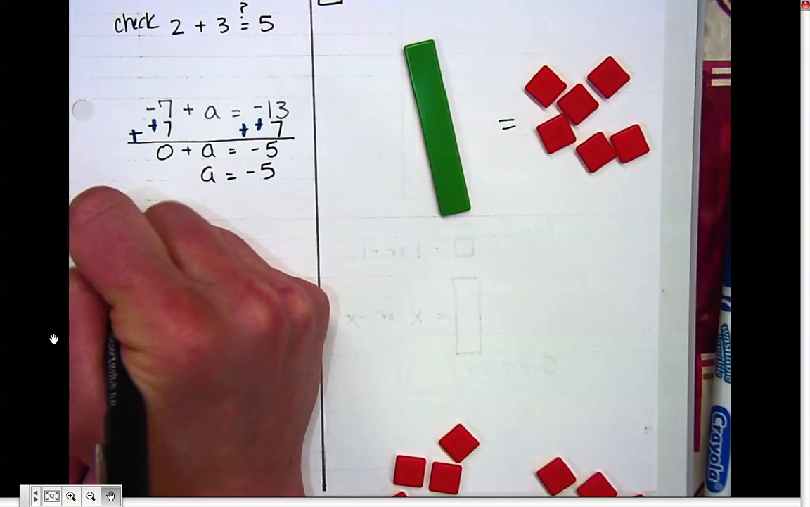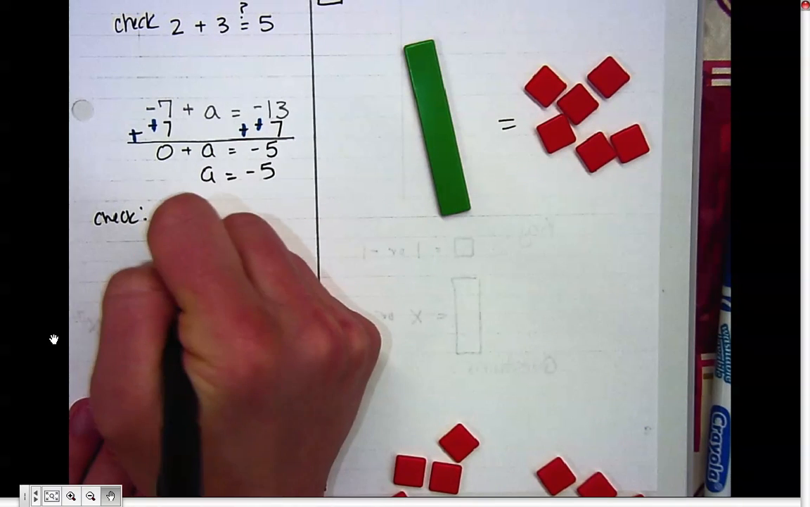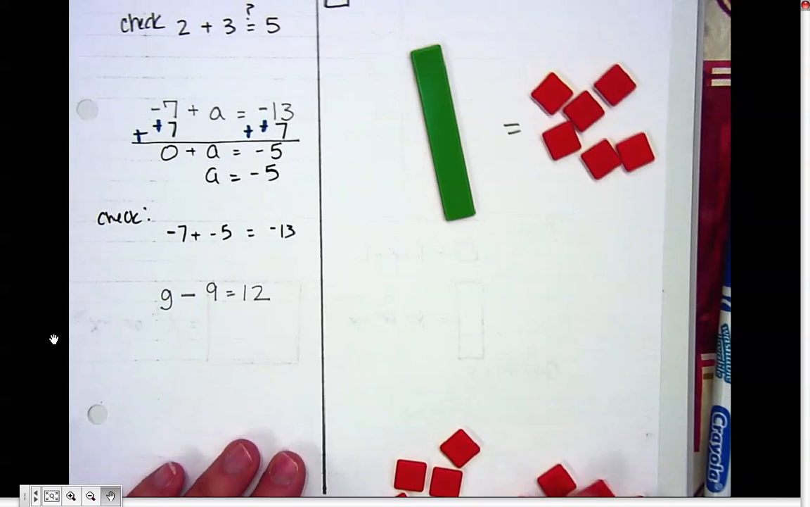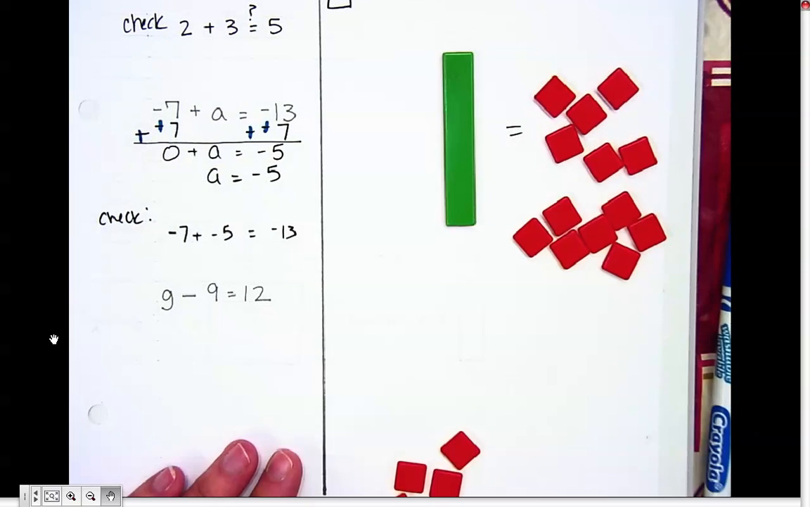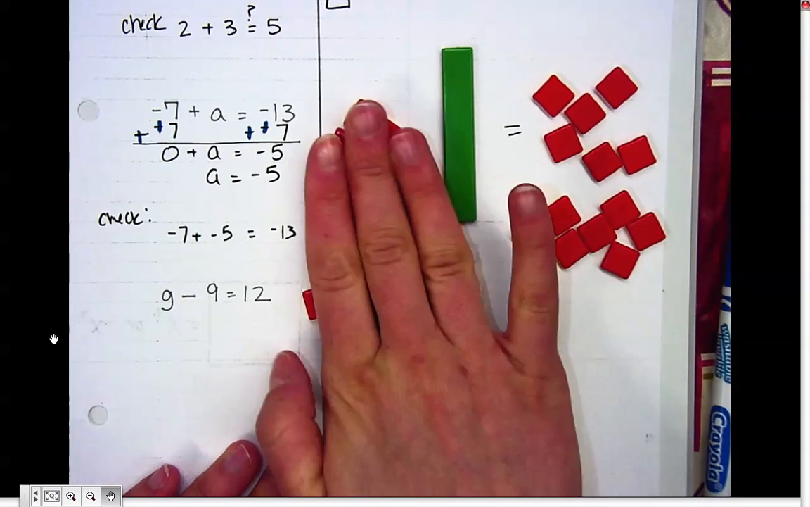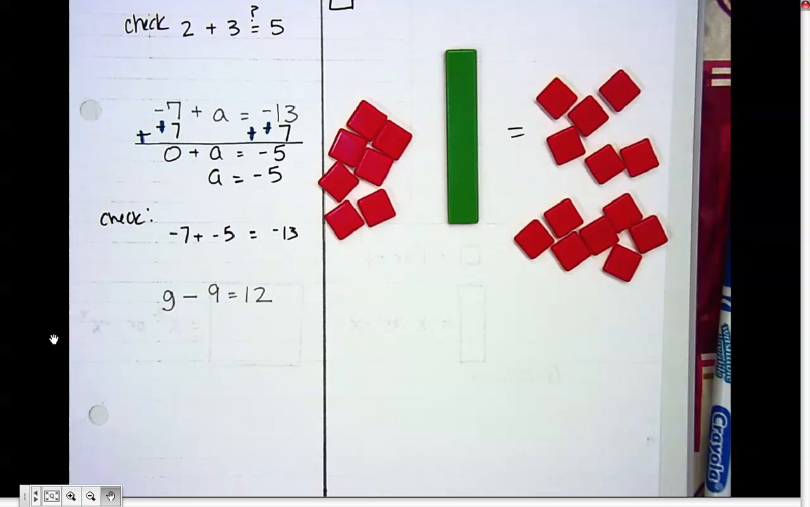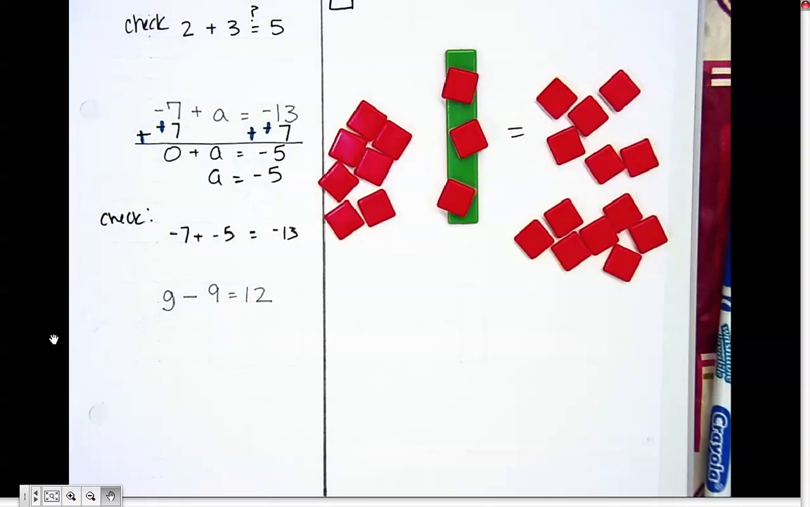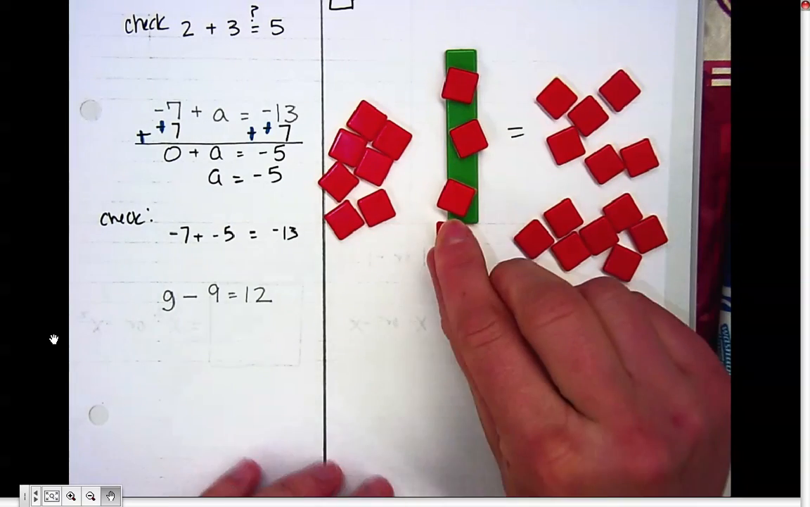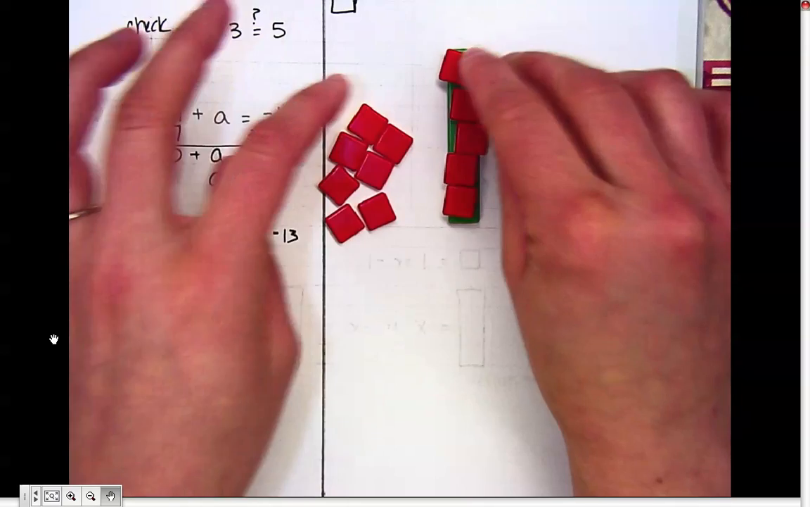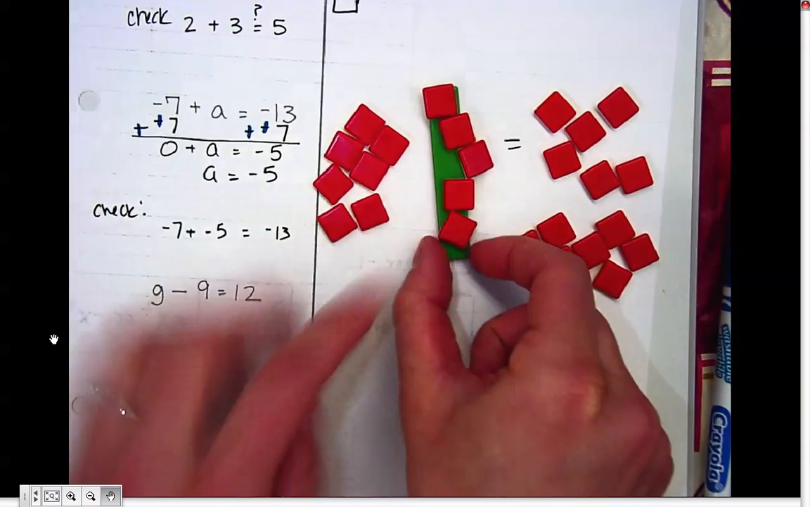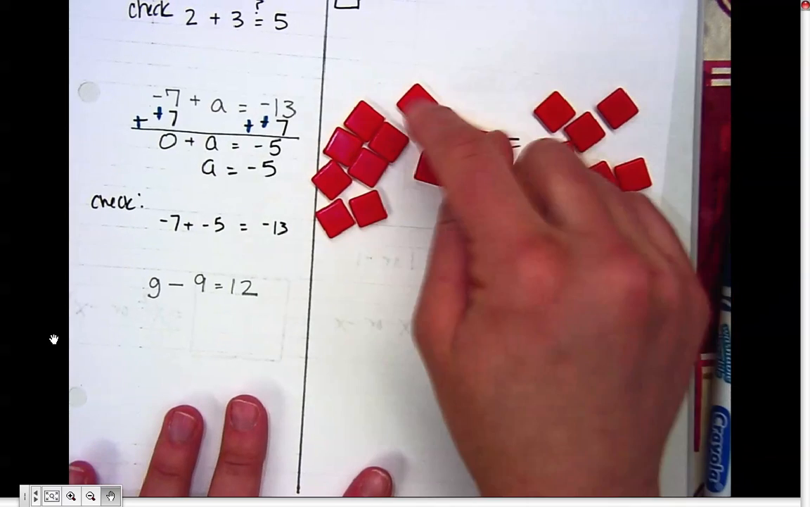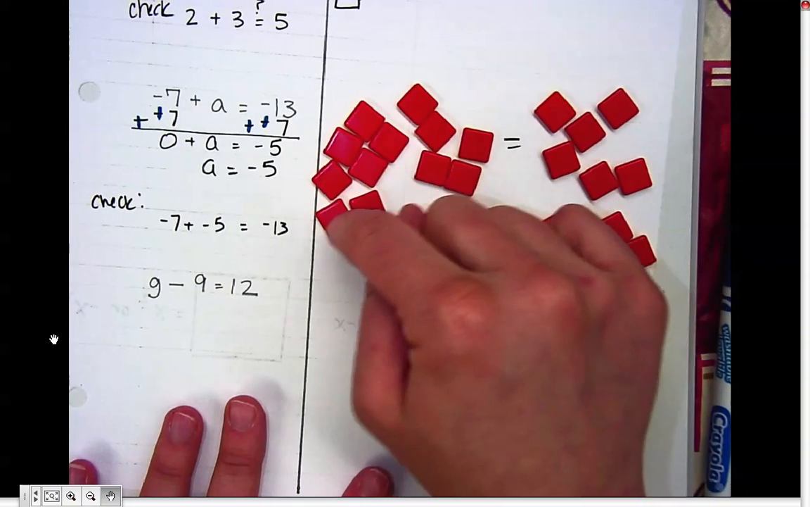So if I want to check this, I'm going to say, is -7 plus -5 equal to -13? So I'm going to put my 7 back here, put my 7 back here that I had, and I'm going to put 5 negatives here, because that's what we're saying X represents. 4, 5. All right, take away my negative, and I should get 13 on both sides. So 1, 2, 3, 4, 5, 6, 7, 8, 9, 10, 11, 12.